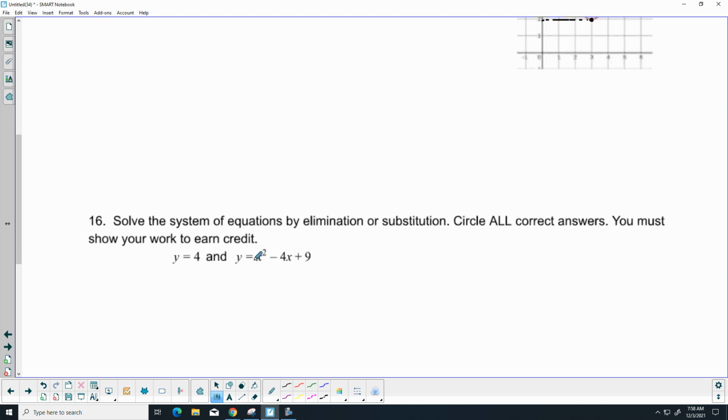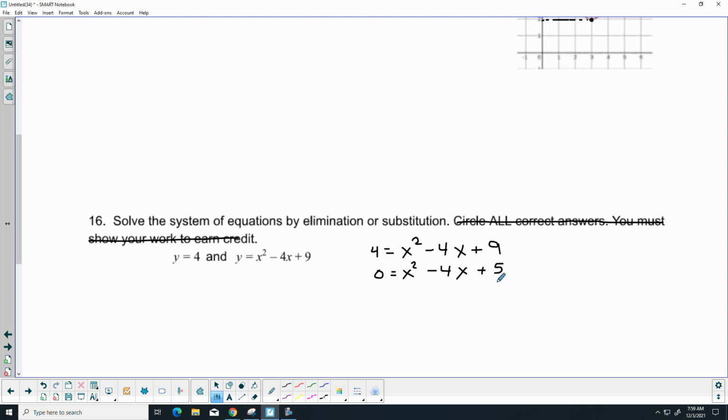Right, on this one, I want to substitute. I've got the 4. I'm going to substitute that in. So I'm going to have 4 equals x squared minus 4x plus 9. I'm not sure how this one is going to work out. We'll try it. We're going to subtract 4, and I'm going to get 0 equals x squared minus 4x plus 5.